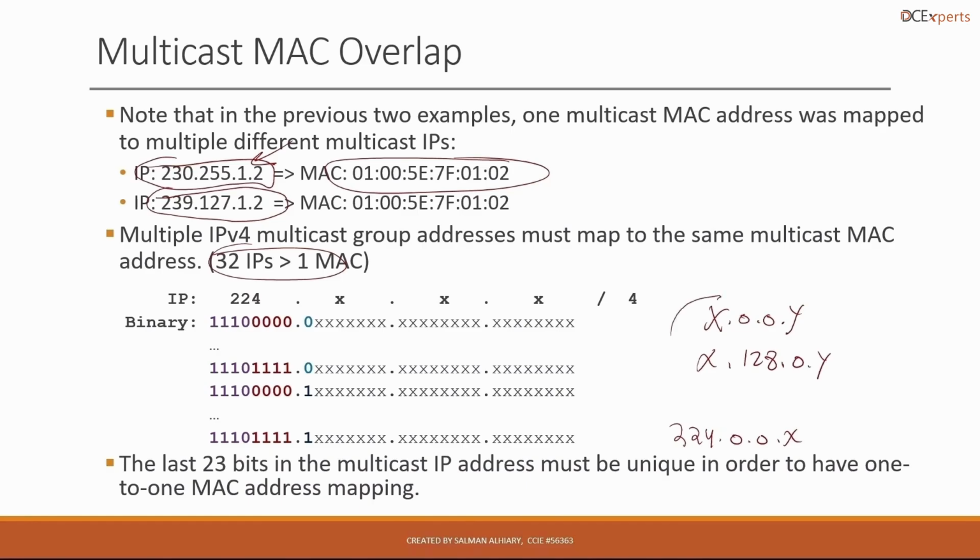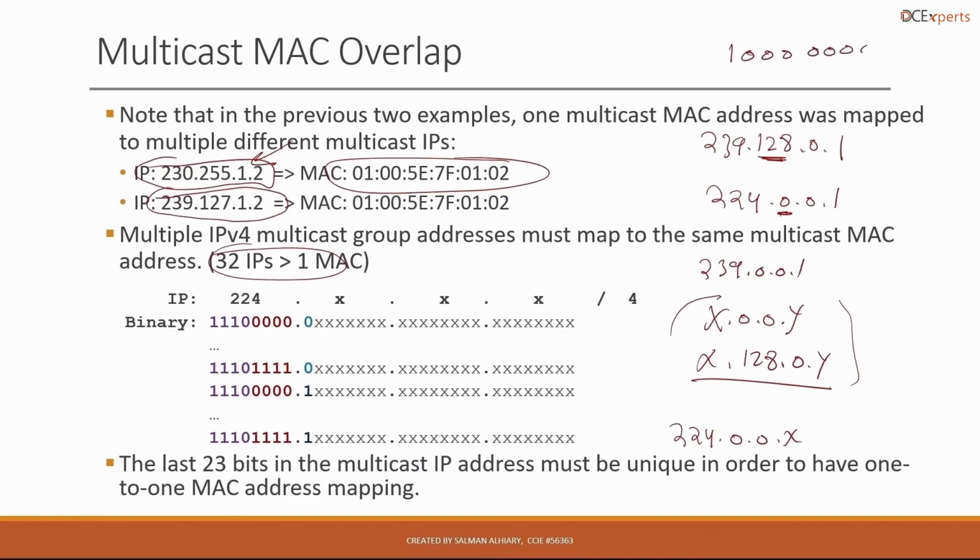So I mean by x.0.0.y and x.128.0.y, like 239.0.0.1 or .2 or anything. This will have the MAC address of 224.0.0.1, right? Or here 239.128.0.1, the same thing, because 128 is just like 0. 10000000. This is 128 in binary, and we know this bit is always mapped to 0, right?